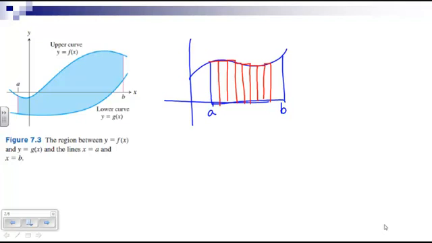We started with the idea that if this is the function f, then f of x sub i star times delta x, and if we add all those rectangles up, we get an estimate of the area. And then we said if the number of rectangles goes up, the limit as n approaches infinity, with n the number of rectangles, then we get the area. That's all review, and that was the basis of what we built the integral expression out of.